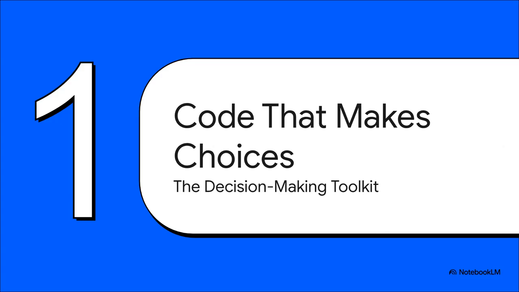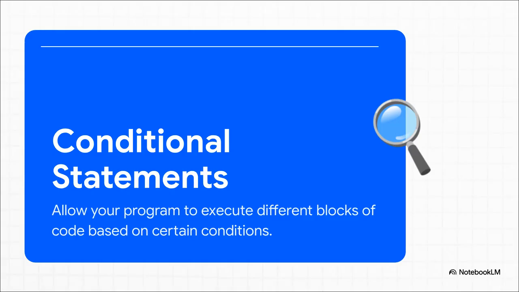Okay, so how do we actually give our code that kind of decision-making power? Well, we use a set of tools called conditional statements. You can really think of these as the absolute bedrock, the fundamental building blocks for making your programs intelligent. So what are they, really? Well, at their heart, conditional statements are basically just bouncers for your code. They stand at the door of a code block and say, hold on, you can only get in here if this one specific thing is true. It's all about that true or false check.